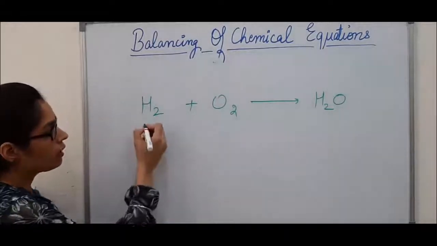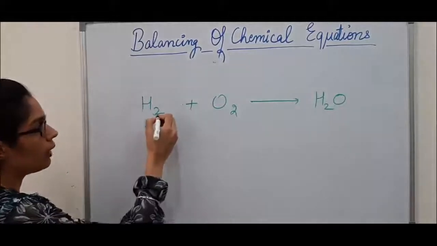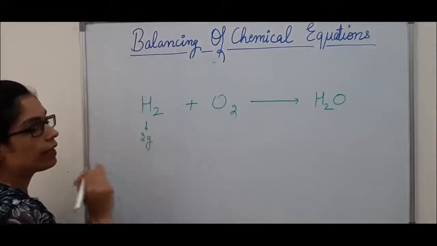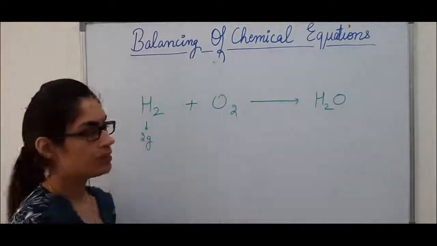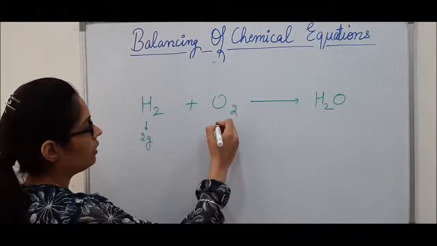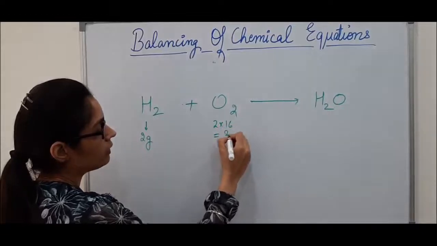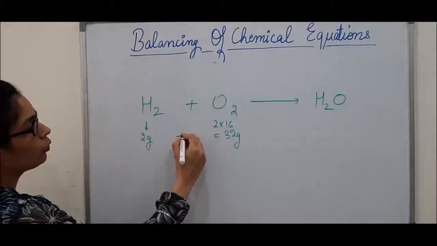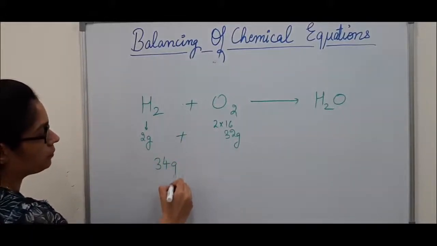So for hydrogen, since hydrogen is 1 gram, and 2 atoms of hydrogen are there, which means 2 into 1 is 2 grams of hydrogen. Now for oxygen, 2 atoms of oxygen are there and 1 atom of oxygen is 16 grams. So here it means 2 into 16, which is 32 grams. So total mass of reactant will be 2 plus 32, which is 34 grams.